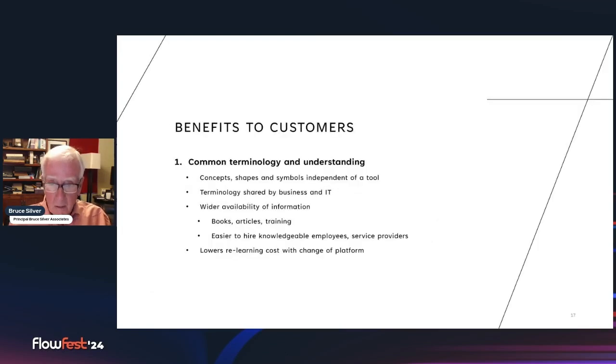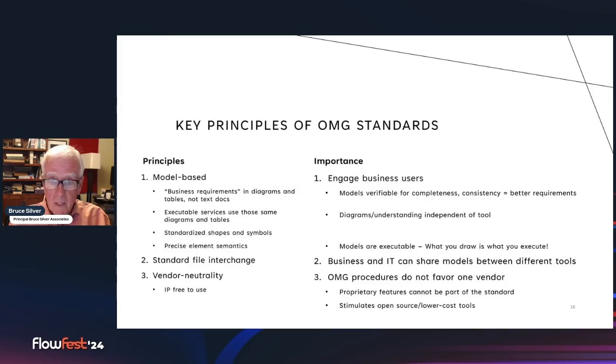There we go. And third, OMG procedures ensure vendor neutrality. Proprietary features cannot be part of the standard, and the IP must be free to use. In practice, this tends to result in open source tools and lower software cost. It may not be widely appreciated, but many, possibly the majority of BPMN diagramming tools today stem from an open source project many years ago.